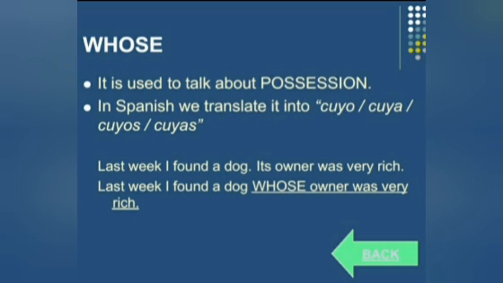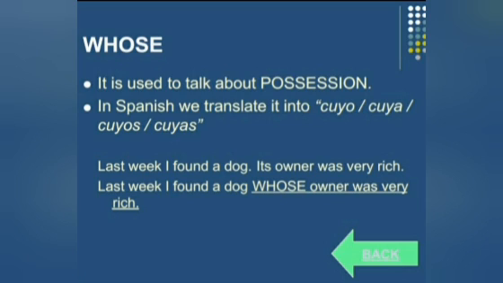The next pronoun is whose. It is used to talk about possession. Possession means belonging. Like, "Last week I found a dog." "Its owner was very rich." So again I combine the two thoughts: "Last week I found a dog whose owner was very rich."